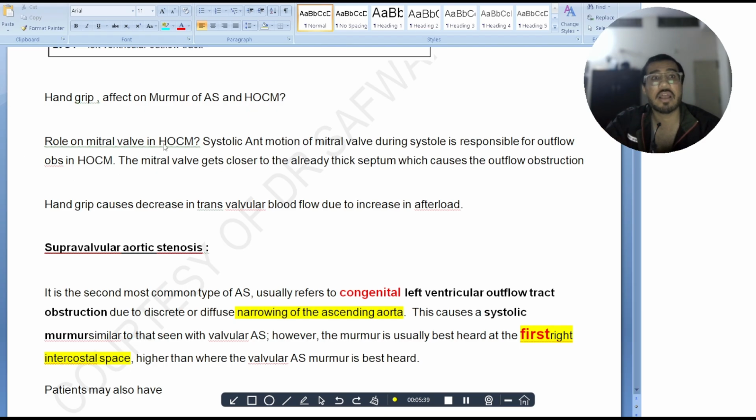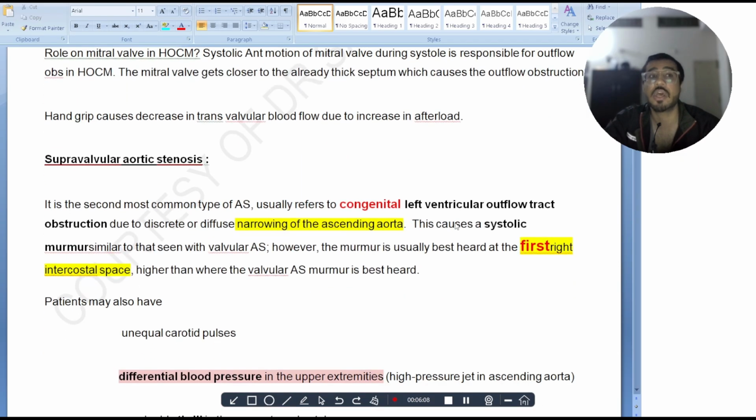Role of mitral valve on HOCM. This is a really important question when it comes to USMLE as well. Systolic anterior motion of the mitral valve during systole is responsible for outflow tract obstruction in HOCM. The mitral valve gets closer to the already thick septum, which causes the outflow obstruction. Hand grip causes decrease in transvalvular blood flow due to increase in afterload. So these are the important points that if you hammer down, they're going to be really easy for you to decipher what increases what, which murmur increases and decreases under which circumstances.